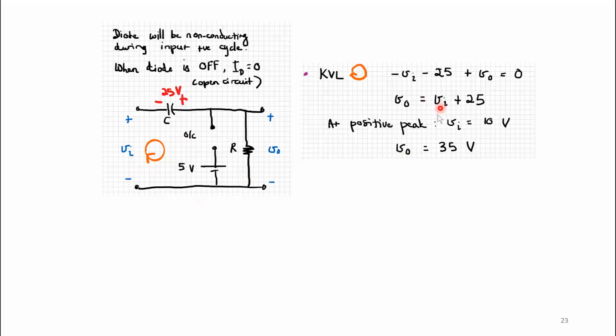We want to find V out, so the loop that we're taking is the wider loop here instead of this internal loop here. Okay, so we get a value here of V out equals V in plus 25. So at the positive peak, because this is a positive cycle, we're considering the positive peak, which is V in equals 10 volts. V out is going to be equal to 10 plus 25, which is equal to 35 volts.